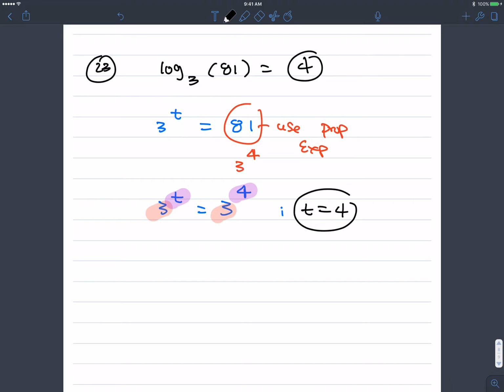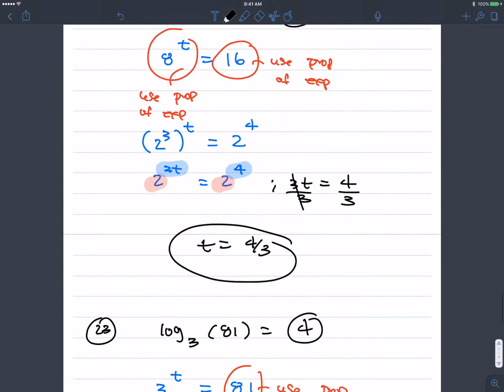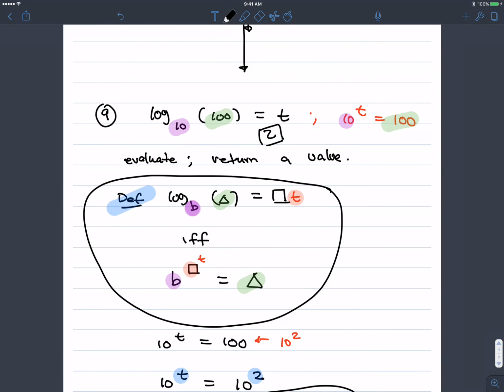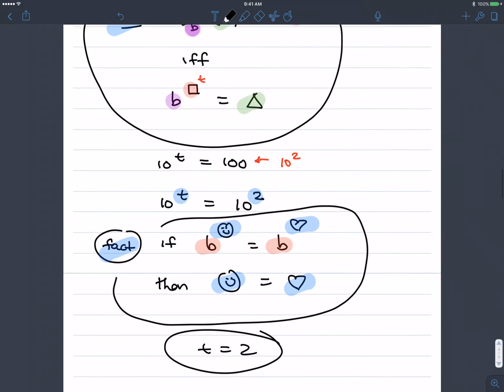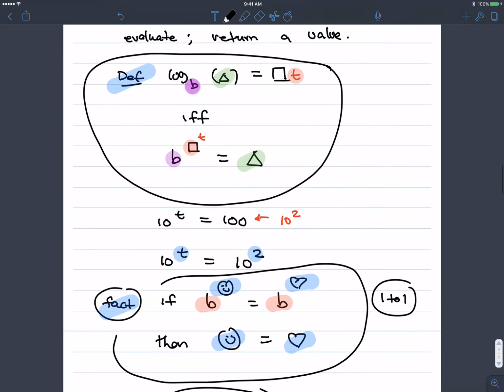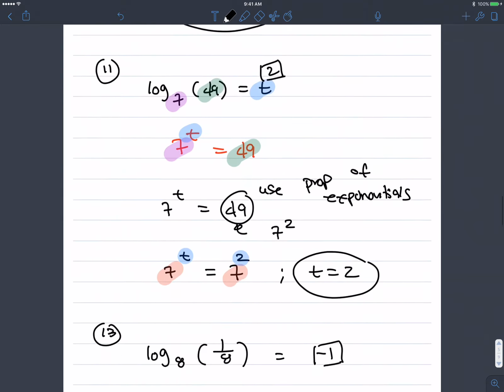This is number 23. And this is actually how we evaluate logs, by using the definition. So that definition goes a long way. Let's go back to the original idea here. The definition is right here. And that's what we're using, combined with the fact that your exponential functions are 1-to-1. So definition and 1-to-1-ness went pretty far.